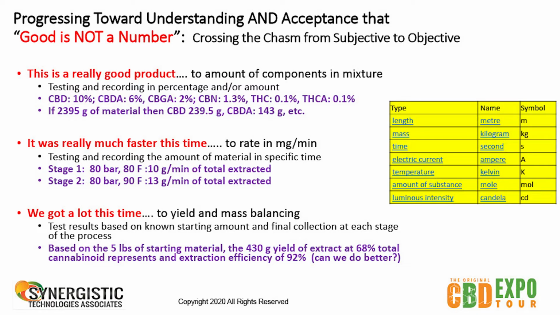So testing is more about an amount of components in a mixture. So you have CBD of 10%, CBDA of 6%, CBGA 2%. You put percentage numbers on that. But the key to this is if you have 2,395 grams of material, you take the percentage and you know how many grams of actual compound that is based on the percentage. Remembering percentage is a unitless number.